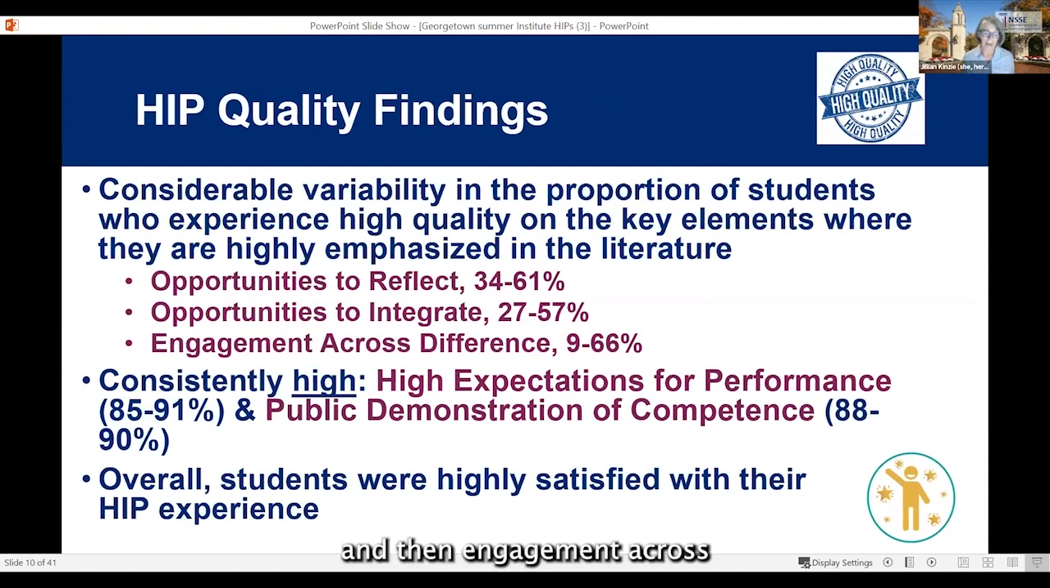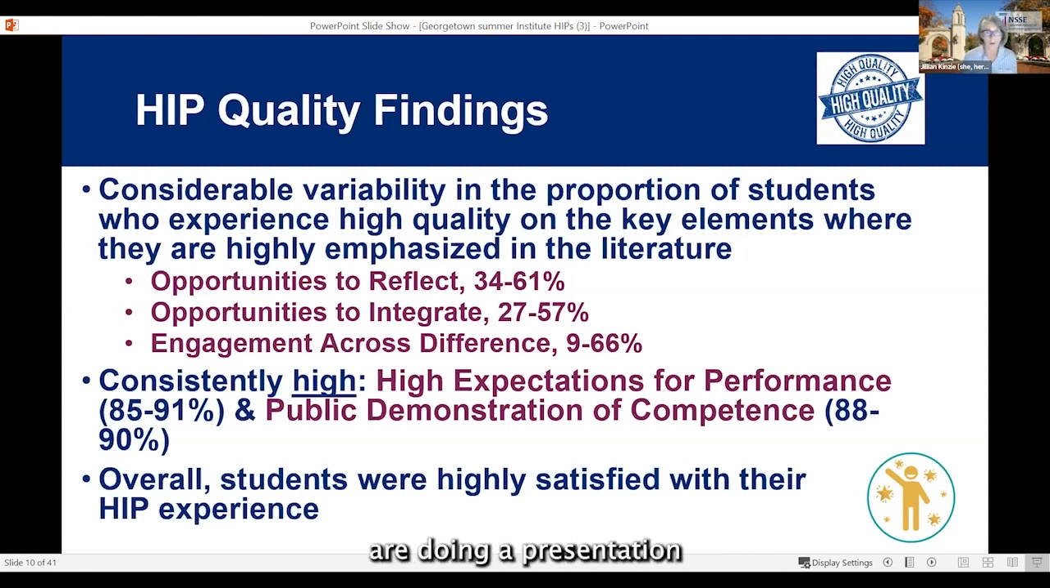And then engagement across difference is the saddest, I think, in terms of 9% exposure to 66% exposure, where we see much tighter exposure and very little variability is around high expectations for performance. So we're doing well in terms of expressing and ensuring that students are getting that high expectation for their performance. 85 to 91%, it's pretty amazing that we deliver that high quality at that level, and public demonstration of competence.